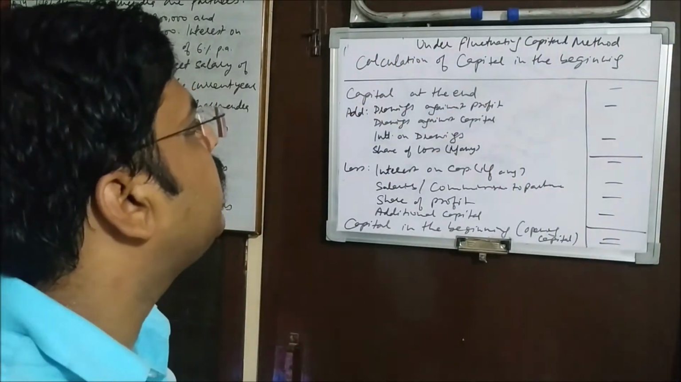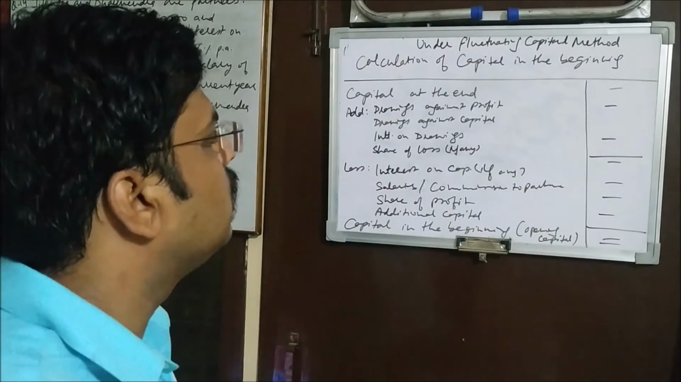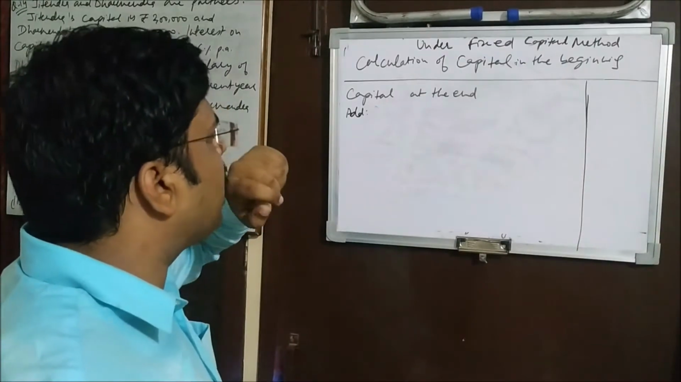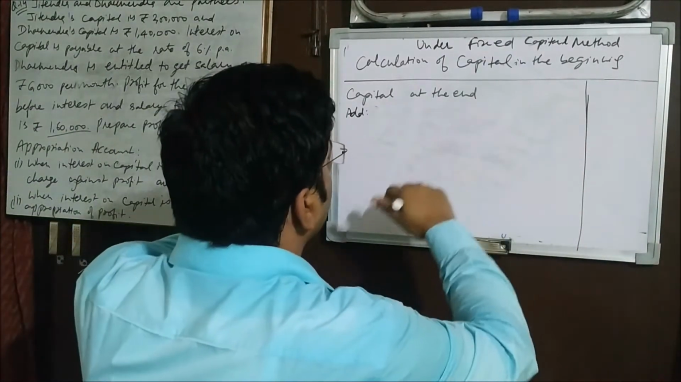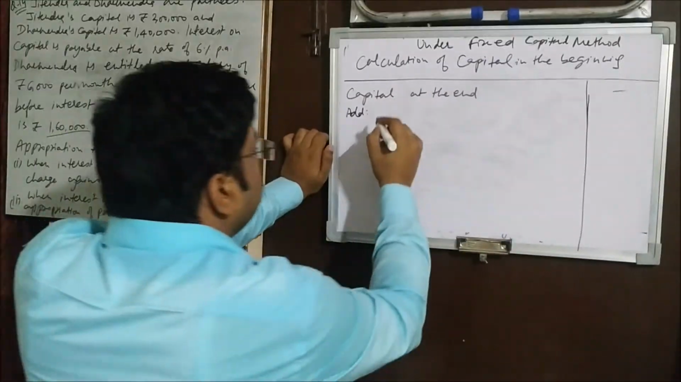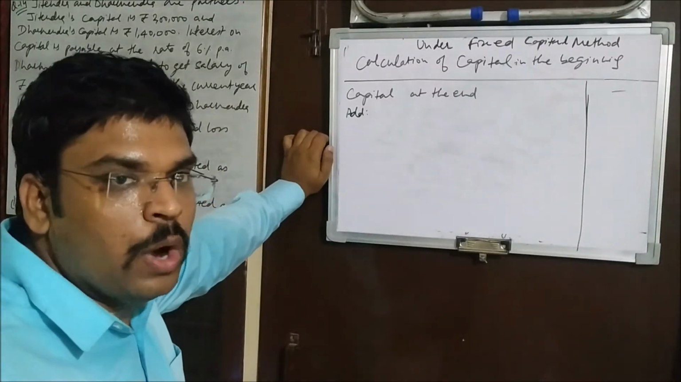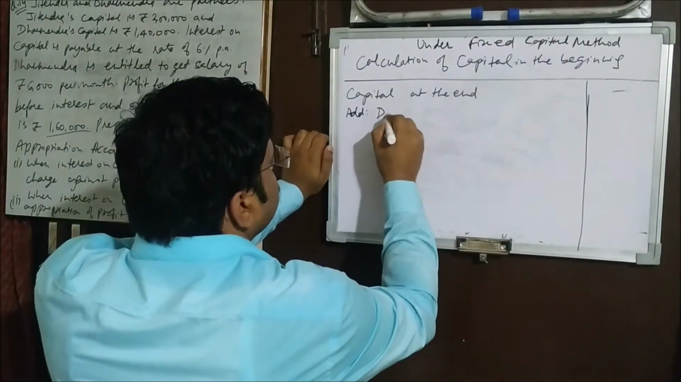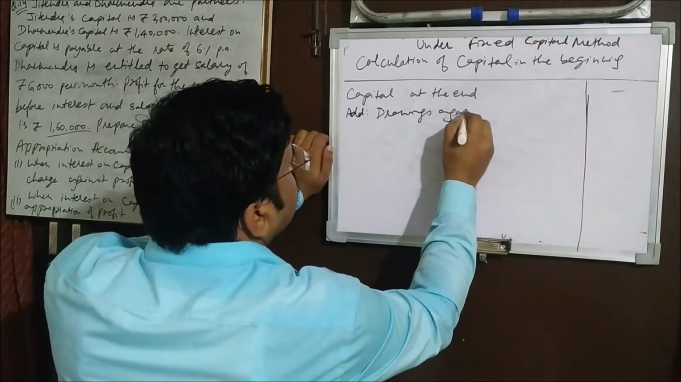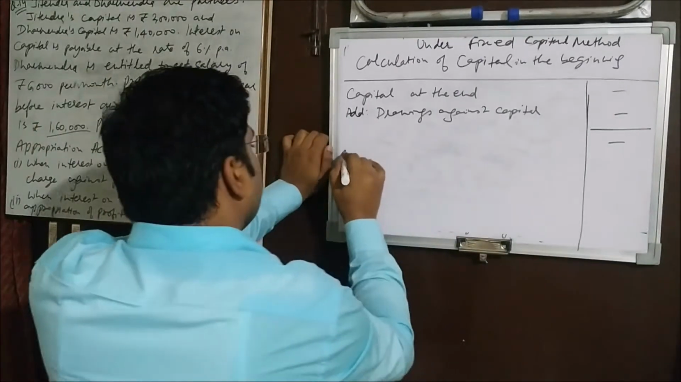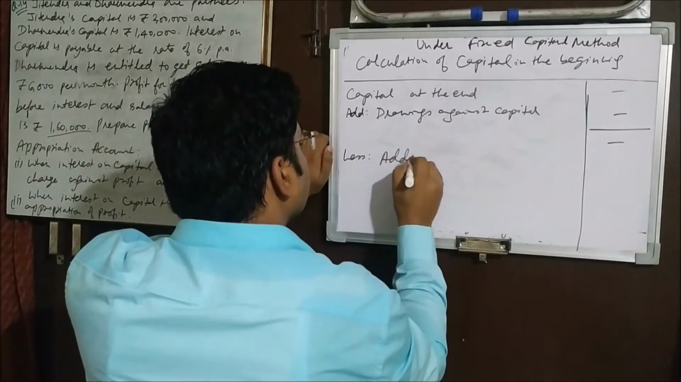If the capital accounts are maintained under fixed methods, so I just show you the format for that as well. So in case of fixed capital method, calculation of capital in the beginning will be done as follows. Very first we will mention capital at the end, and then we will add what we have deducted. Here we add or deduct only two things. One, drawing against capital, and other is additional capital. So that is very easy one. So drawings against capital we have already deducted, so here it will be added, and whatever amount comes we will deduct additional capital from that.